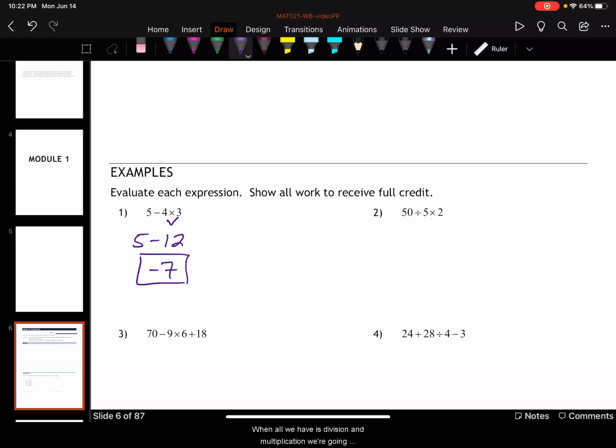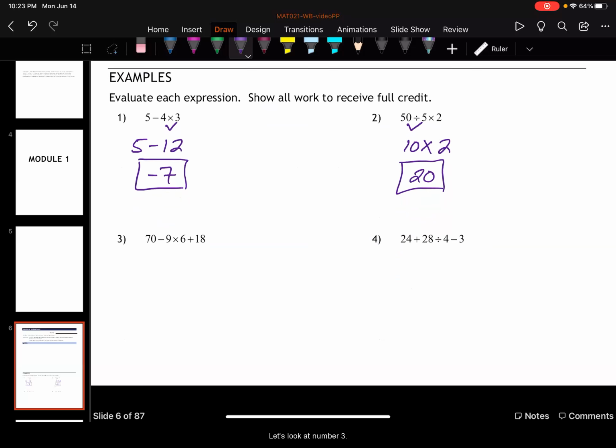When all we have is division and multiplication, we're going to do our division first here because it comes first in the problem. So 50 divided by 5 is 10. And then we'd have 10 times 2, which would give us 20. So the final answer for that one, number 2, is 20. Let's look at number 3.